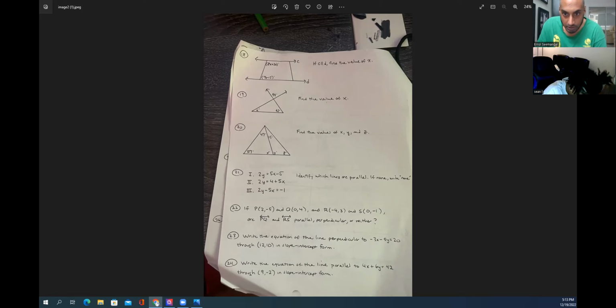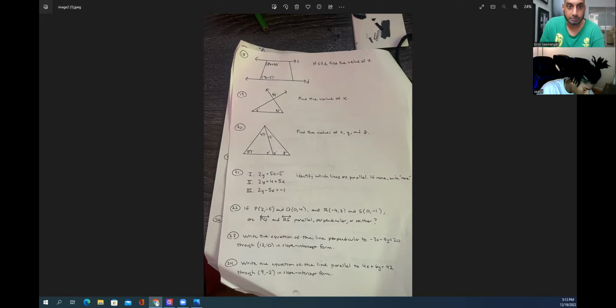Identify which lines are parallel. If none, write none. Okay, 1, 2, 3. Okay, so how do we do this one? I'm not sure about this one. Okay, let me pull up the whiteboard and we'll do it on the whiteboard. Opening whiteboard. We'll start the screen share.